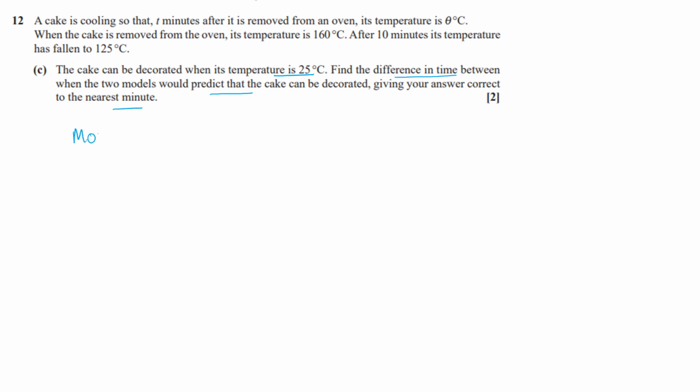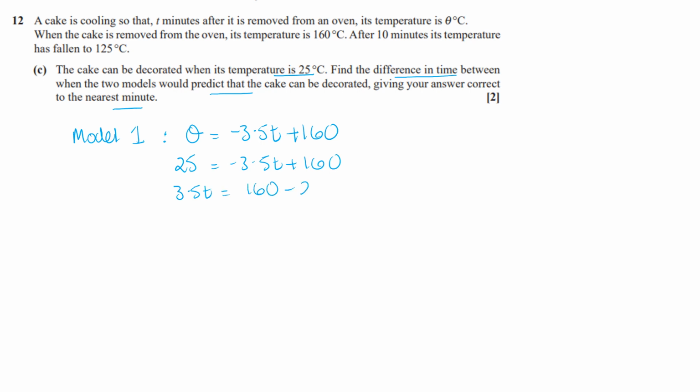So for model 1, that said that theta was equal to minus 3.5 t plus 160, and we want our temperature to be 25. So if we feed that in, now if we take the minus 3.5 to the other side, 3.5 t will equal 160 minus 25. So if you do that takeaway sum, divide by 3.5, that will predict that the cake can be decorated 38.57 minutes later after it's come out of the oven.